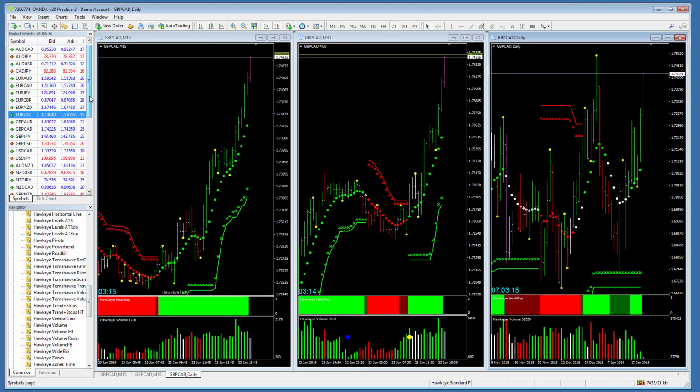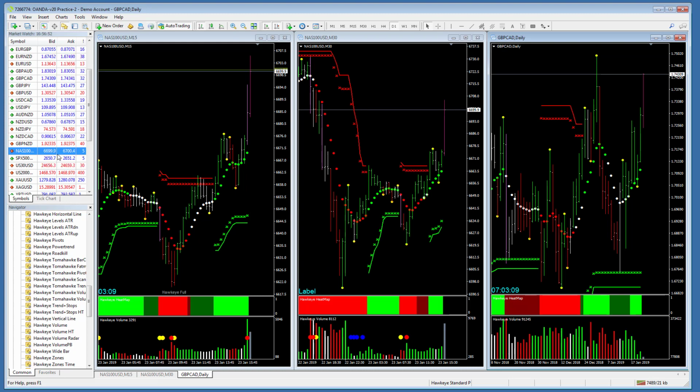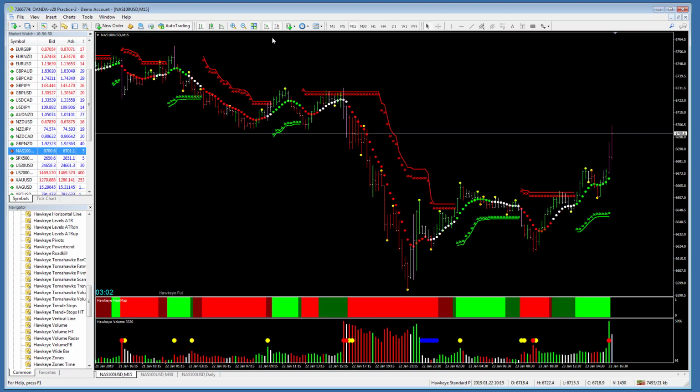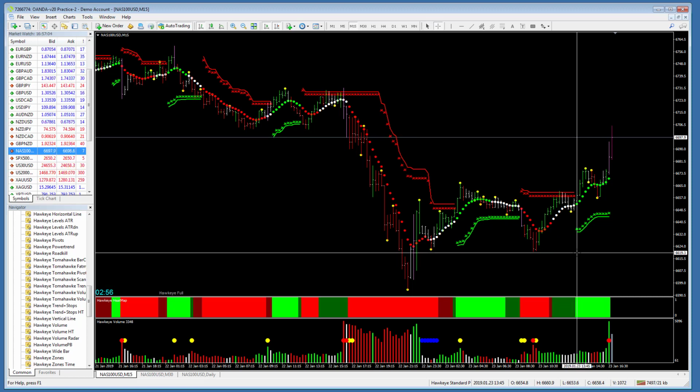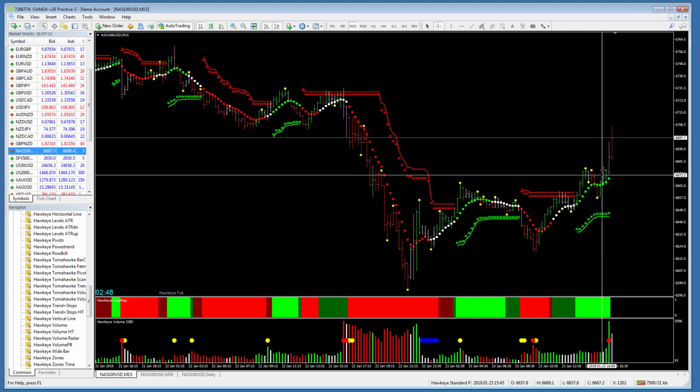Pull the standard up. There's the NASDAQ. As of 6:45 this morning, we've been in a nice uptrend. You can see that.